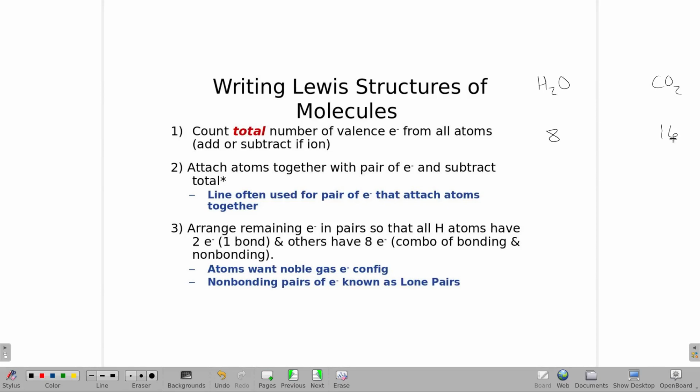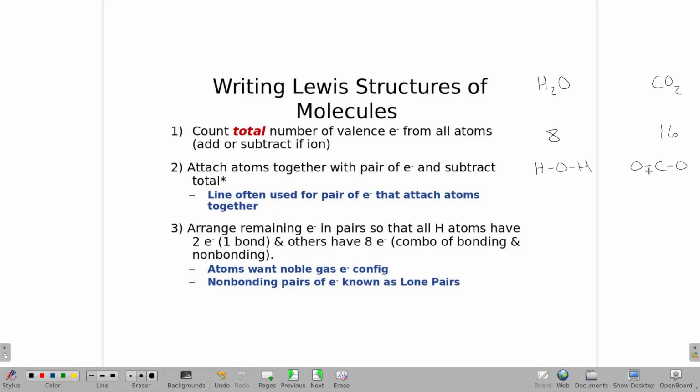Okay, very next thing we're going to do is attach the atoms together. In H2O, we're just going to put the O in between. We're going to do the same thing with the CO2, but I'm just attaching them with single lines. So I'm making single bonds. That's where we're going to start. We're not assuming we know there's double bonds or triple bonds. We're just arranging the atoms in space and putting the attachment with a single bond.